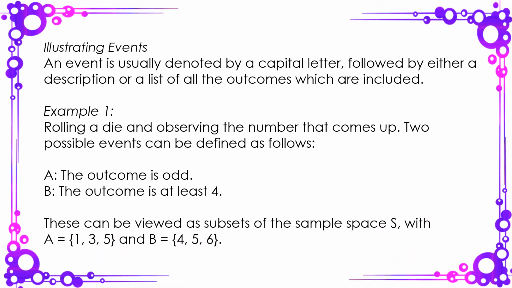This can be viewed as subsets of the sample space, or S, with A and B. So if we are going to roll a die, what are the possible outcomes that the outcome is odd? So for letter A, it is {1, 3, 5}. And the answer for the letter B, where if we are going to roll a die, the outcome is at least 4. So B is equal to {4, 5, 6}.